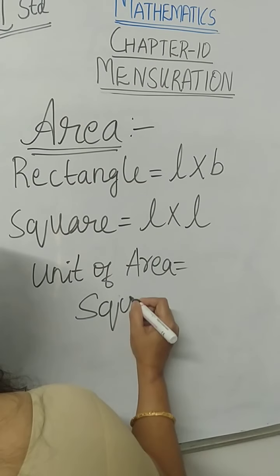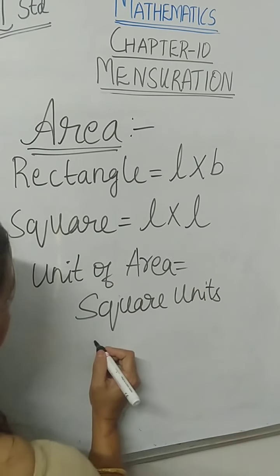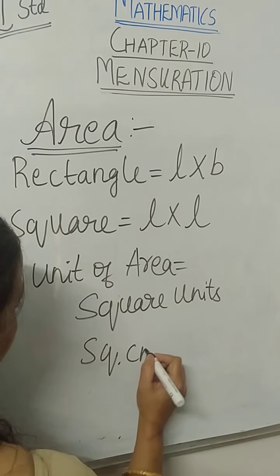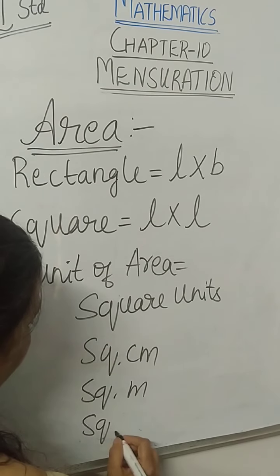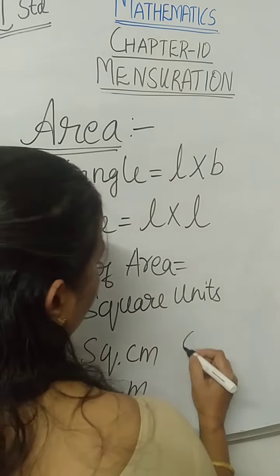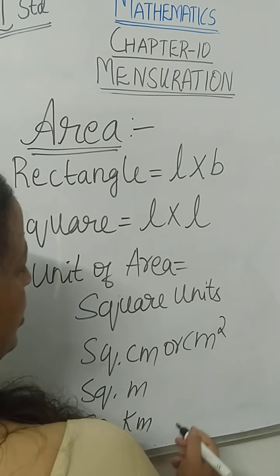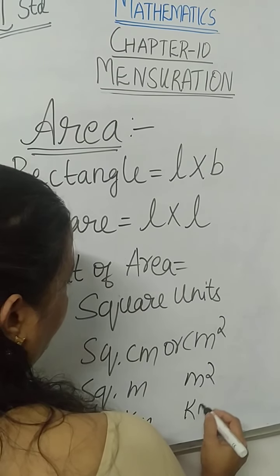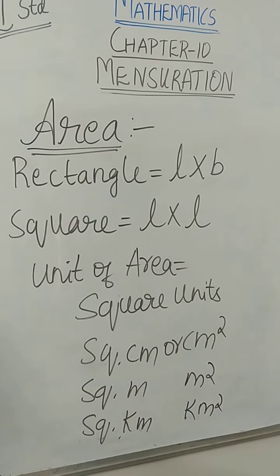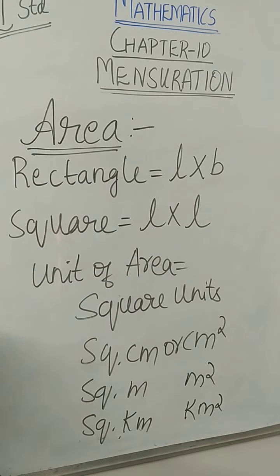The unit of area is square units. That is, it may be square centimeter or square meter or square kilometer. We can write even as centimeter square. When you write 2 on the top, it is centimeter square, or we can write it as meter square or kilometer square. Did you get it? This is the calculation of area of rectangle and area of square.